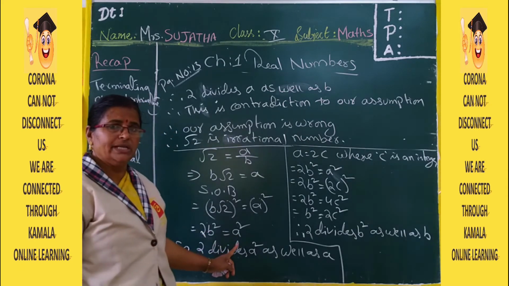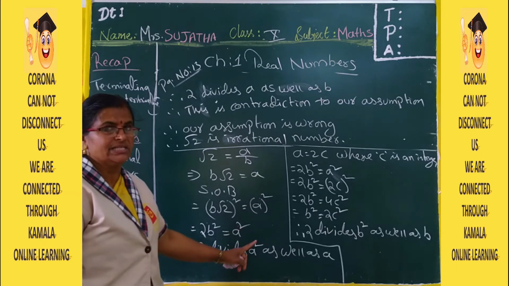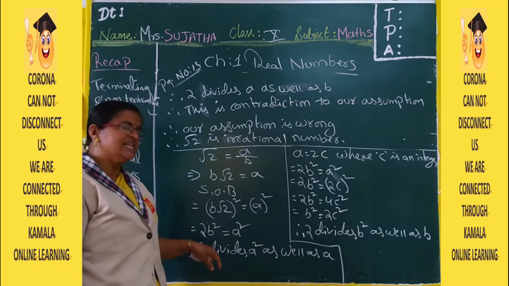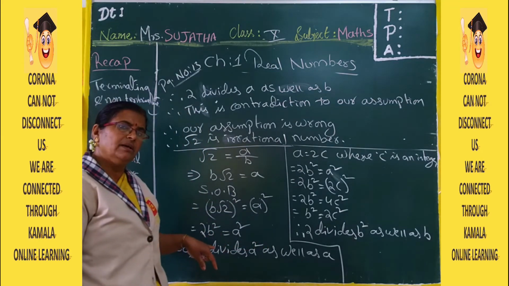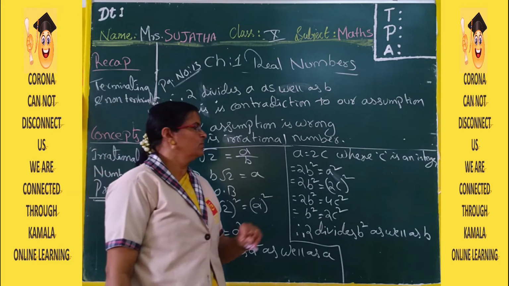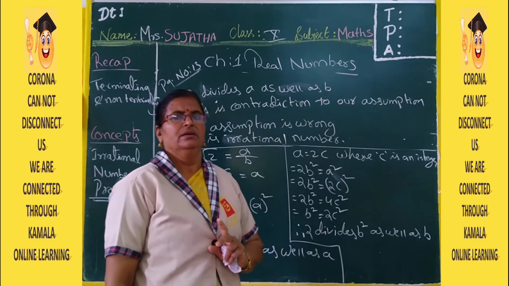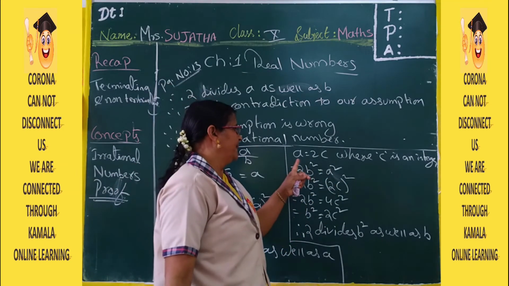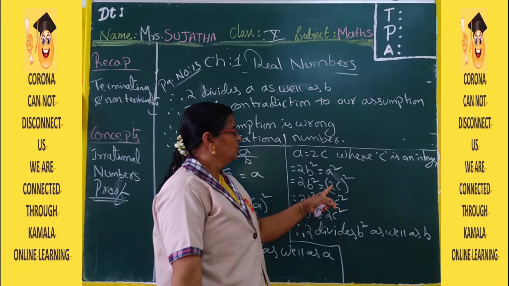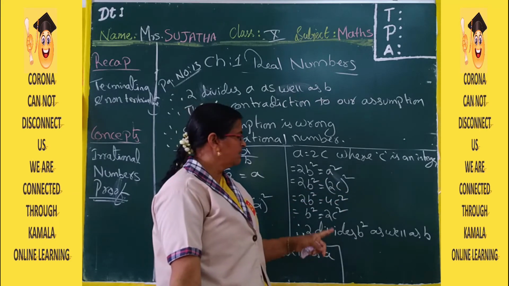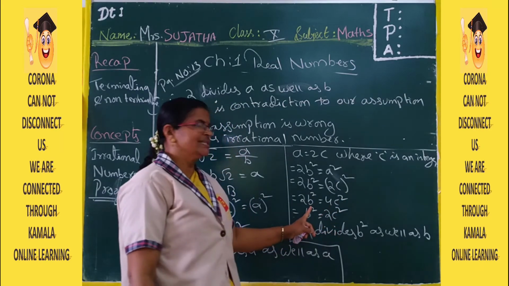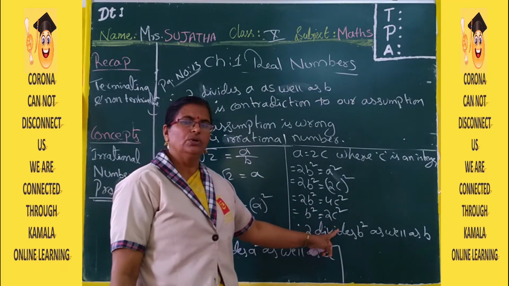Now, 2b square is equal to a square means 2 divides a square as well as a also. Then you have to prove that 2 divides b square also. For that you have to take a is equal to 2c. Now, in place of a, you put 2c. Now, 2c whole square is a square, that's why we kept the square. Now, 2b square is equal to 2c whole square, means 4c square. Now, 2 is a common factor. Now, b square is equal to 2c square.